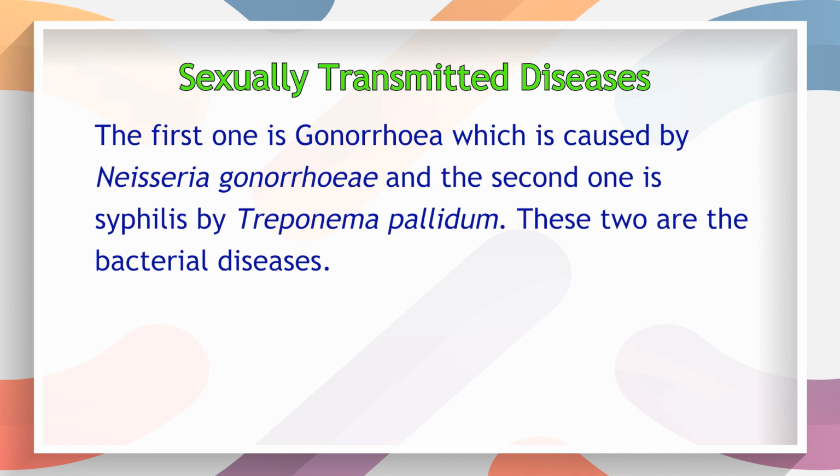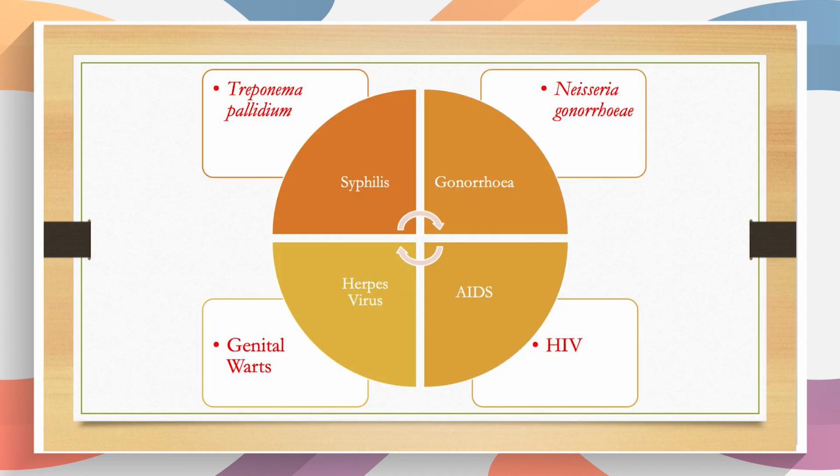The first one is gonorrhea, which is caused by Neisseria gonorrhoeae, and the second one is syphilis, caused by Treponema pallidum. These two are the bacterial diseases. The third is HIV/AIDS. This disease is the deadliest one and which is completely incurable. The fourth one is genital warts. These two diseases, that is HIV and genital warts, are caused by viruses.